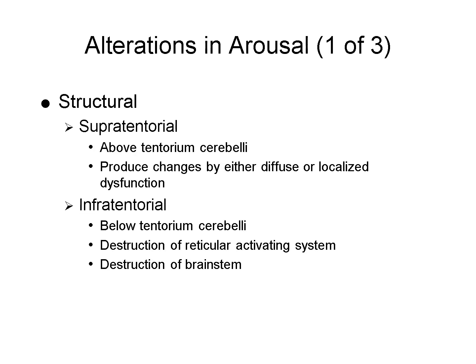Alterations in arousal are commonly classified by their origin. Structural causes include lesions located supratentorially, above the tentorium cerebelli, or infratentorially, below it. Supratentorial lesions may cause either localized or diffuse brain dysfunction. Infratentorial lesions often damage the reticular activating system or brainstem, resulting in profound unconsciousness.